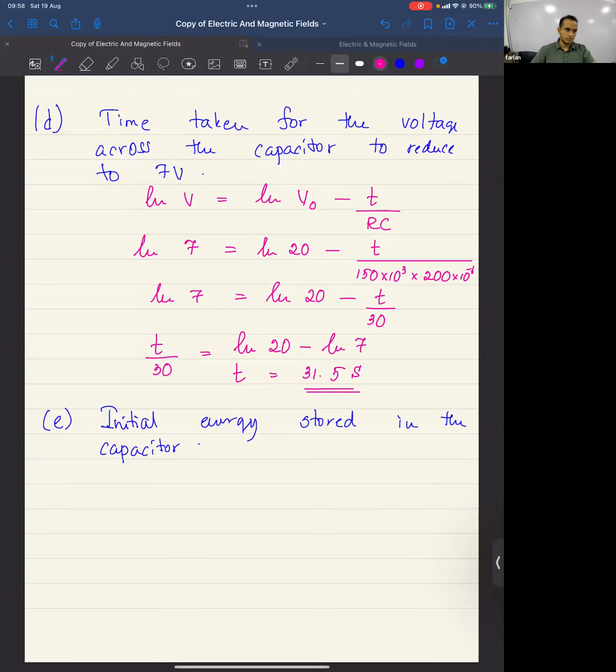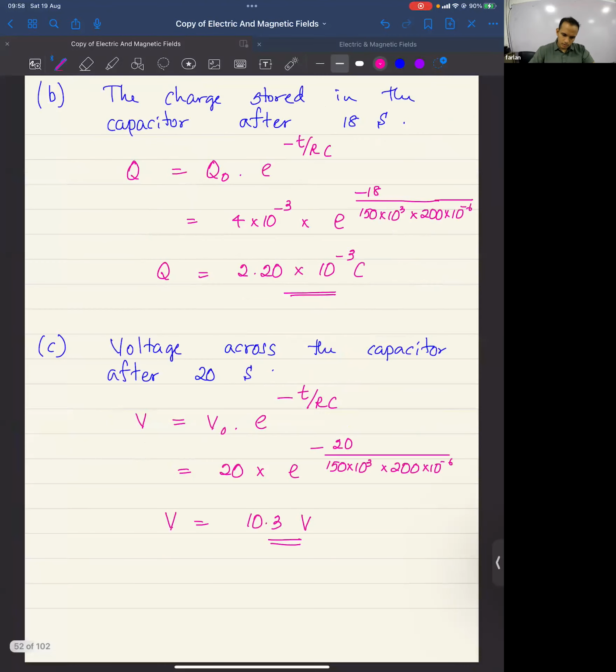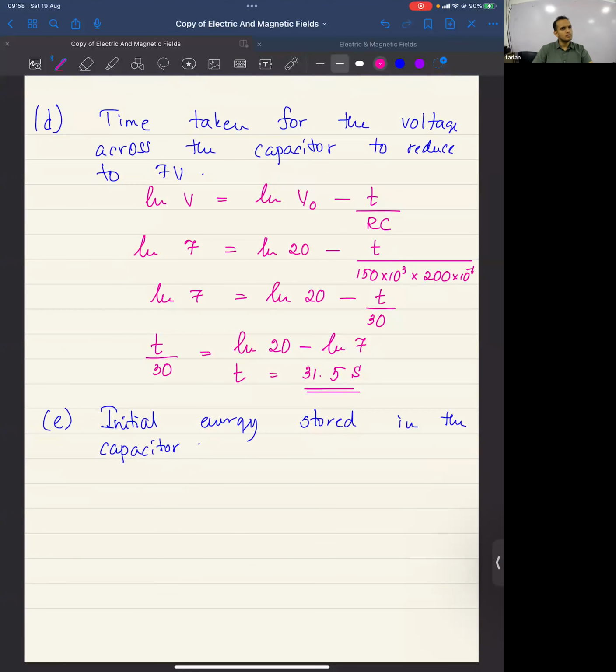Correct. What is the initial voltage? No. This V in this equation is the new voltage. New voltage is 7. V naught is the initial voltage, which is 20. So when you feed that into this equation, the t it gives you is the time taken for the voltage to reduce from 20 to 7.